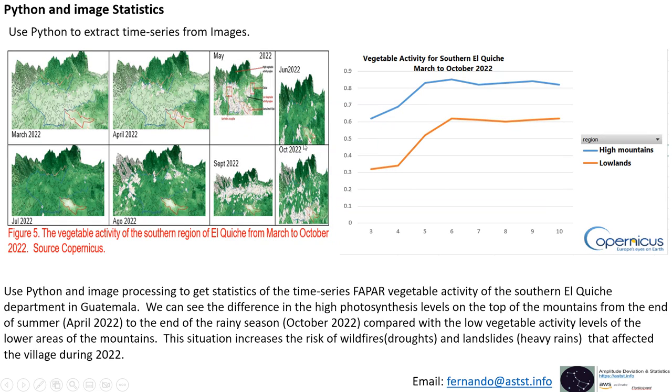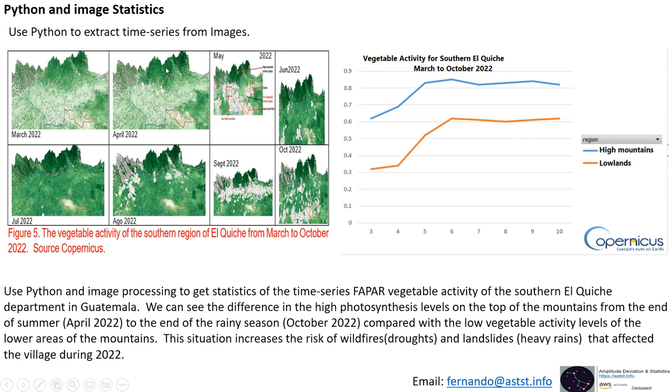Another application for the Copernicus data input is that we can build a time series. Here we have the charts using a 3D map from QGIS using the FPAR indicator from March to October 2022. The rainy season in Guatemala starts in May and ends in October. And here we have the time series during this year.